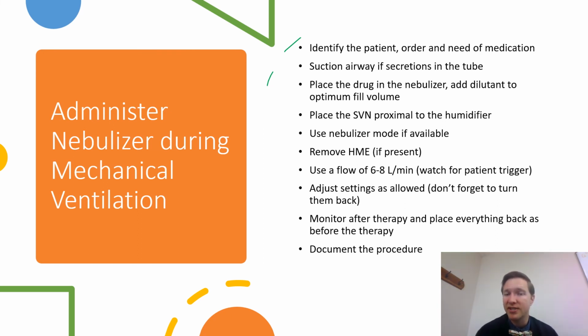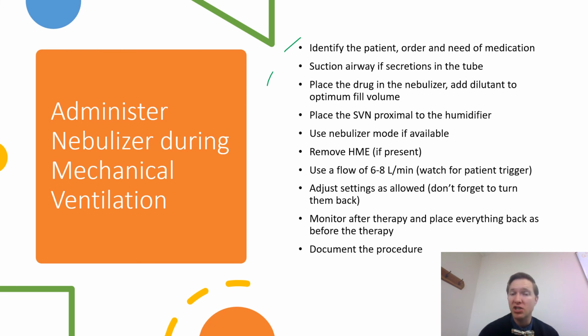If there's a nebulizer mode available, go ahead and use it. Remove the HME if there is one. Oh heavens, there better not be an HME present and a humidifier at the same time. That was in the humidity lecture. Go to that one, but use a flow of around 6 to 8 liters per minute. So 7 is going to be the big one.